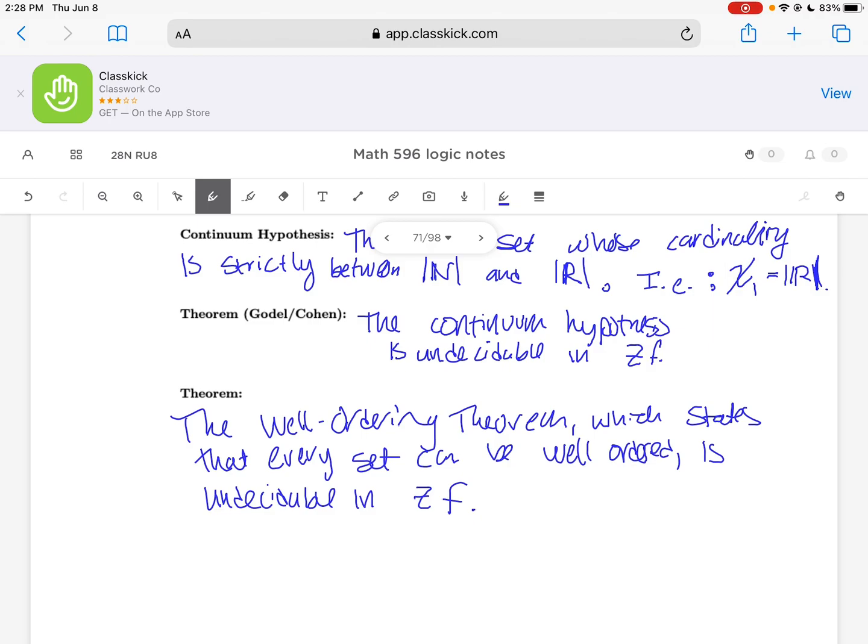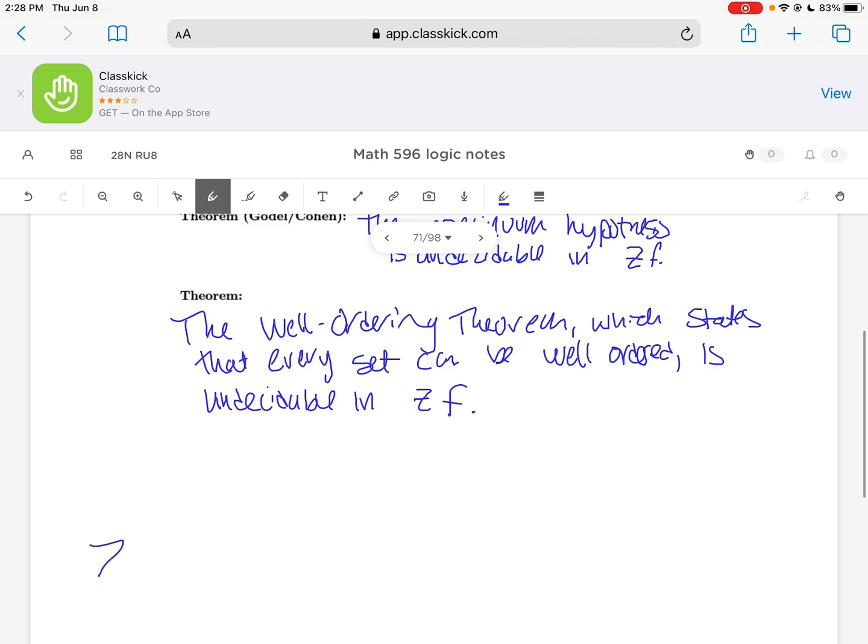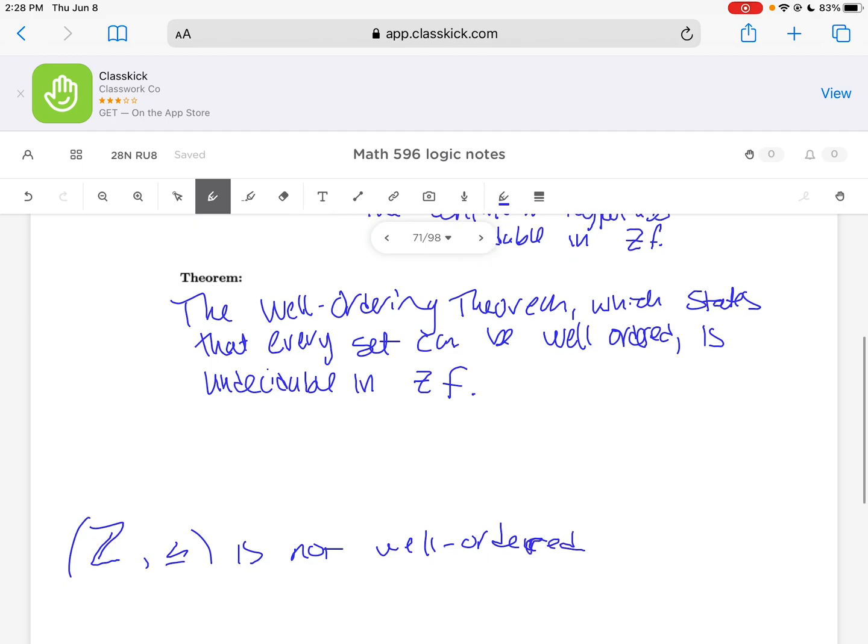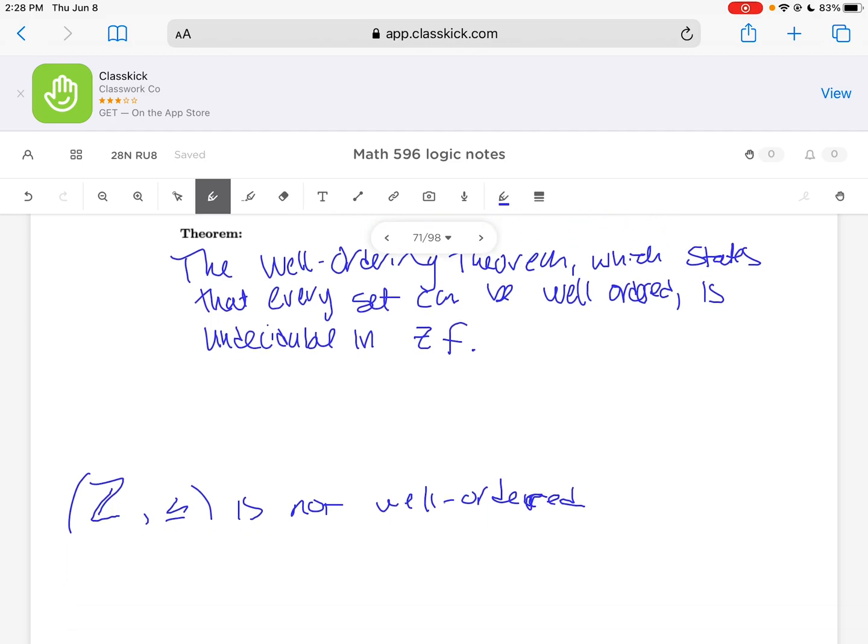And if you're thinking, oh, didn't we give an example of a set that was not well-ordered, the integers? What the well-ordering theorem asserts is that given any particular set, you can come up with some well-ordering. It doesn't have to be the natural well-ordering. So the example that we had given in class was that the set of integers with its normal less than or equal to relation is not well-ordered. But that doesn't mean that the set of integers cannot be well-ordered. We can come up with a new relation. Z can be well-ordered.